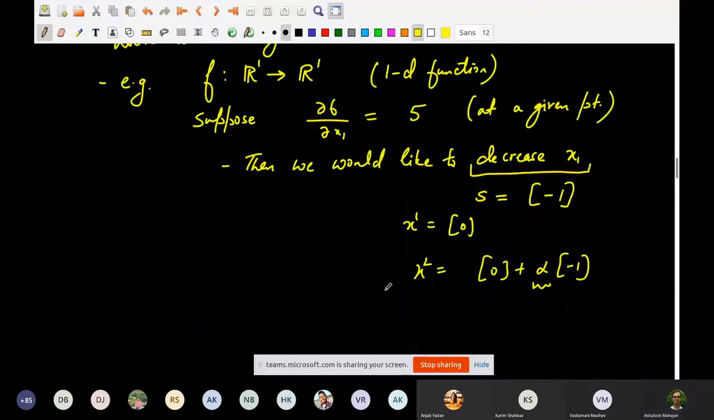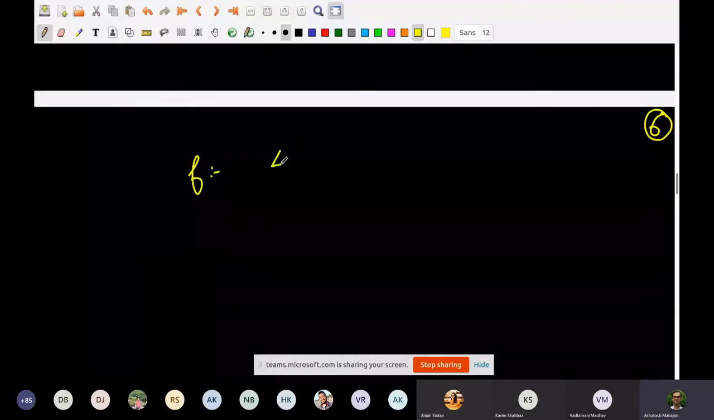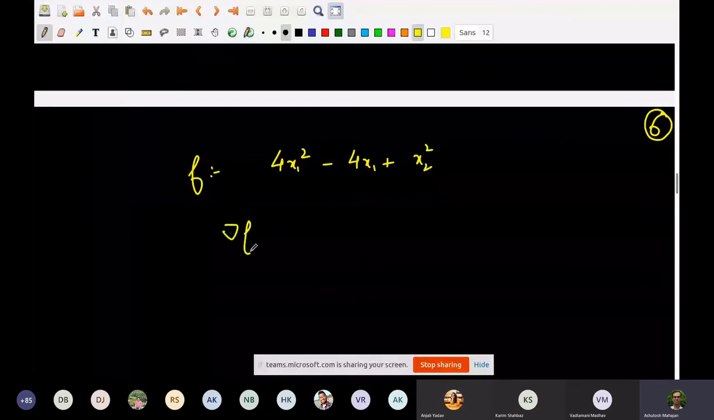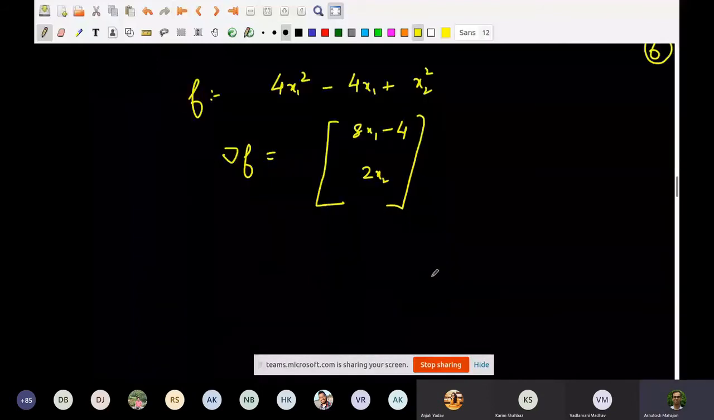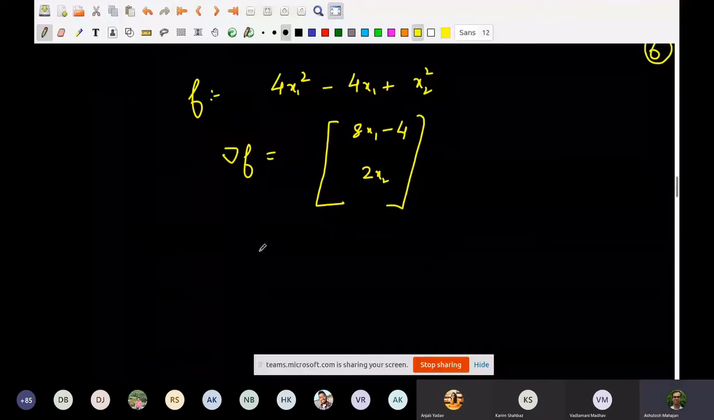Suppose f is, let's say, 4x1 square minus 4x1 plus x2 square. If I look at the gradient of f, this would be 8x1 minus 4, and 2x2. And let us say I am at the point 1, 1.